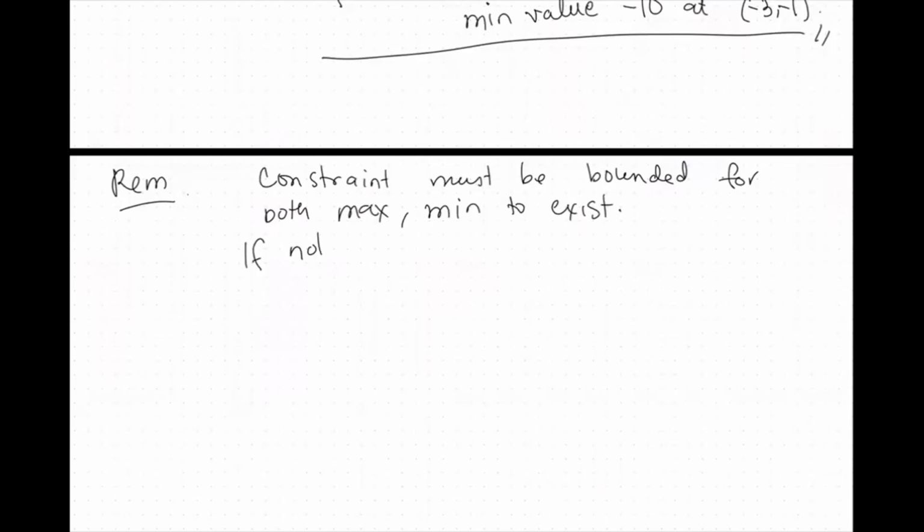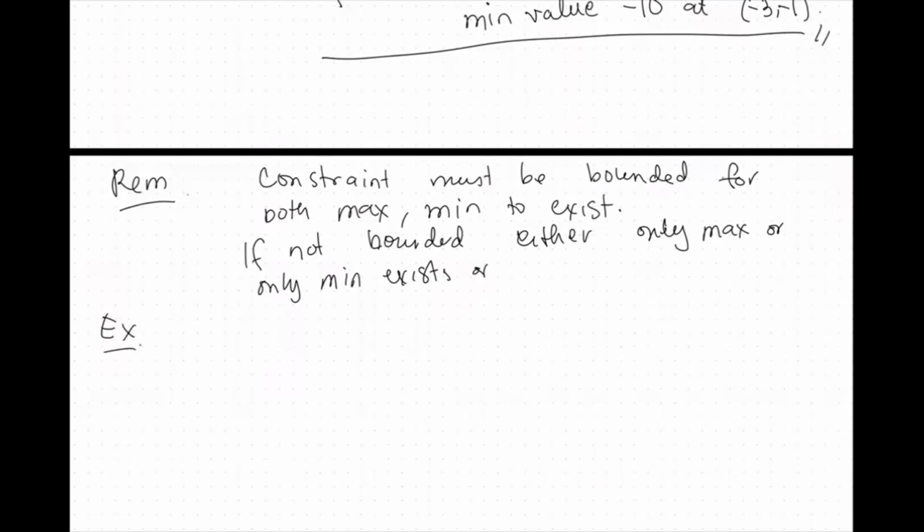If not bounded, either only max or only min exist, or maybe both of them do not exist. So as I will show you in this final example. All right, let me write the example.